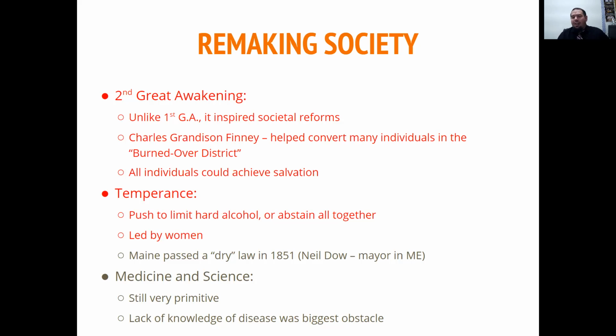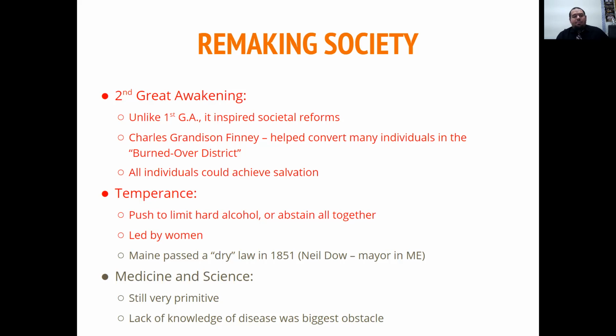Yes, it's along the same lines as the first, some religious revival, going back to church, being closer to God, having a relationship. But the Second Great Awakening also inspired societal reforms. One of the first people to do that was Charles Grandison Finney, and he helped convert many individuals in the burned over district in upstate Western New York, saying that all individuals could achieve salvation.